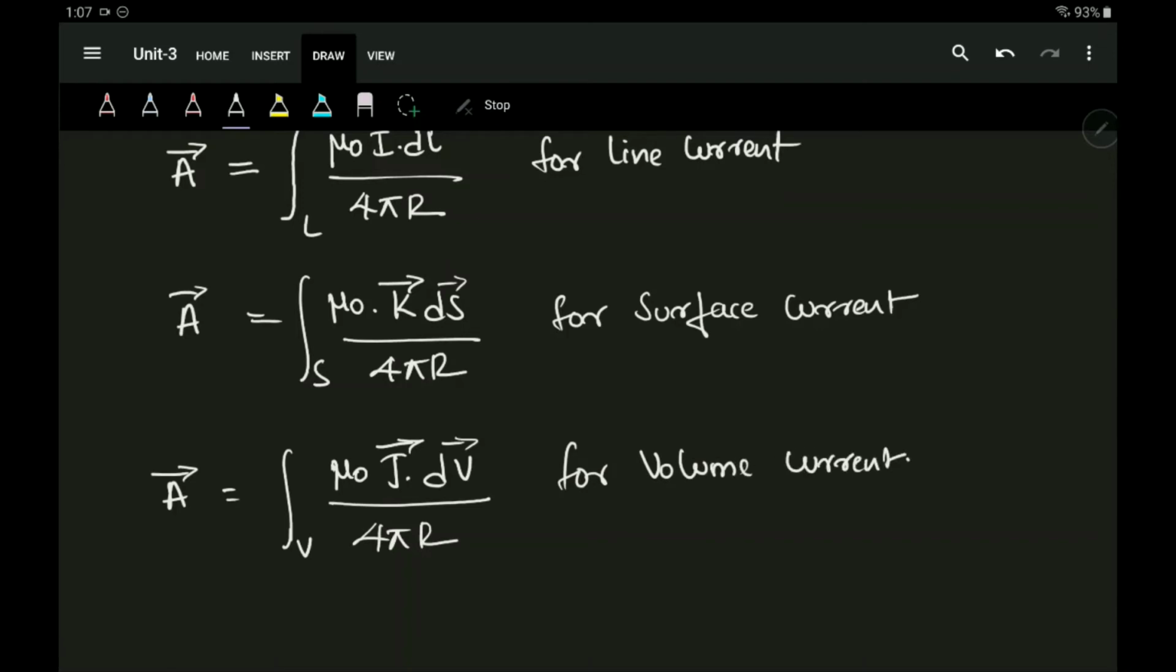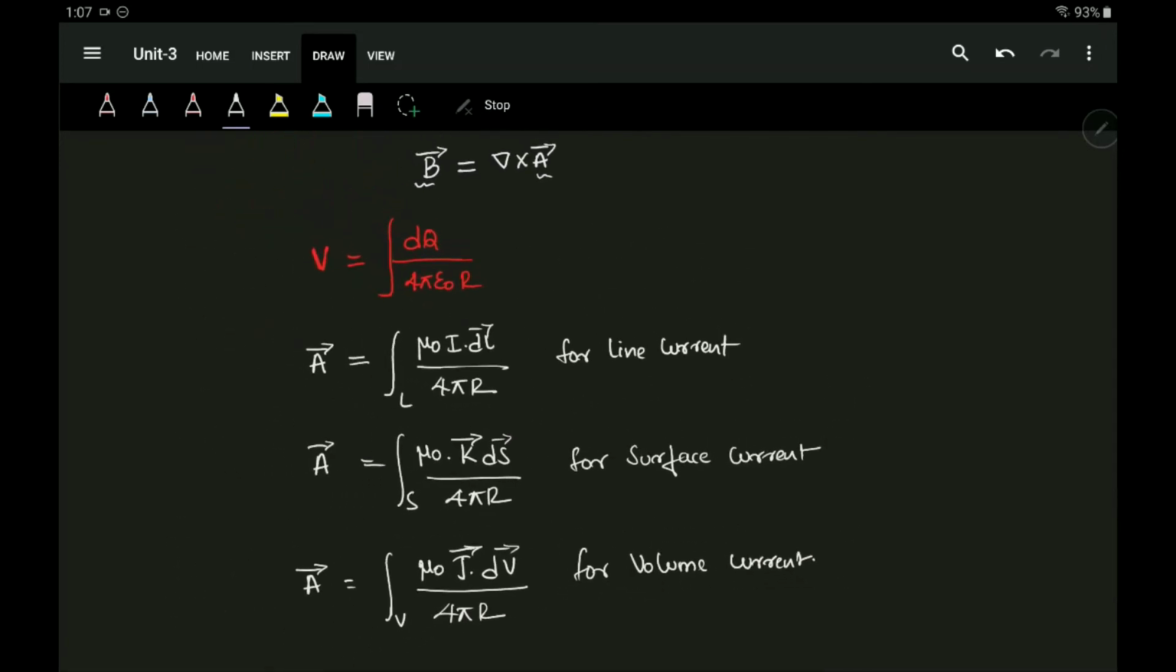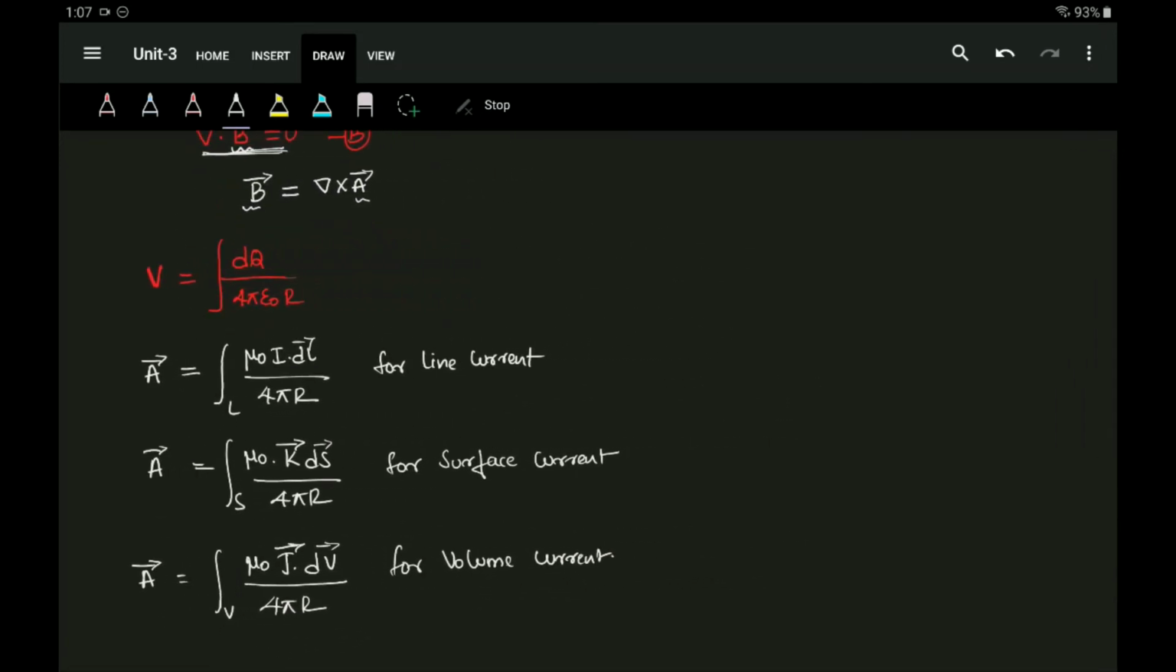If you are interested in how we found these vector magnetic potentials, you can go through your textbooks, and there is a derivation which explains the process of how we derived all these three equations. So these are the equations that you need to be aware of. This is how we define scalar magnetic potential and vector magnetic potentials. Hope the concepts are clear and you have understood how they are related.